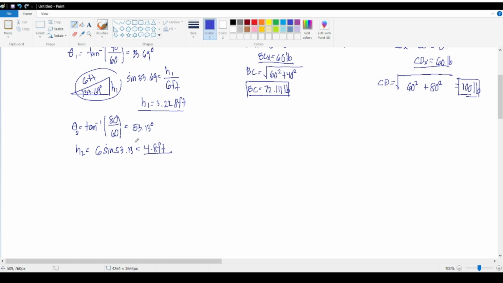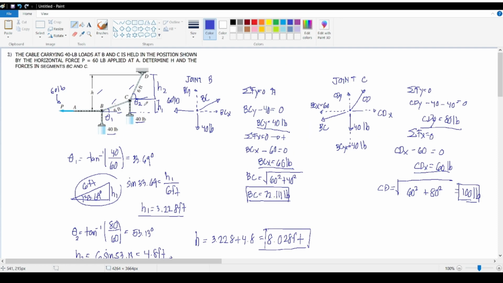Now that we have h1 and h2, we can find the value of H, which is just the sum of both of these heights. And there you go. The answer is 8.028 feet. That is the height H in this problem.